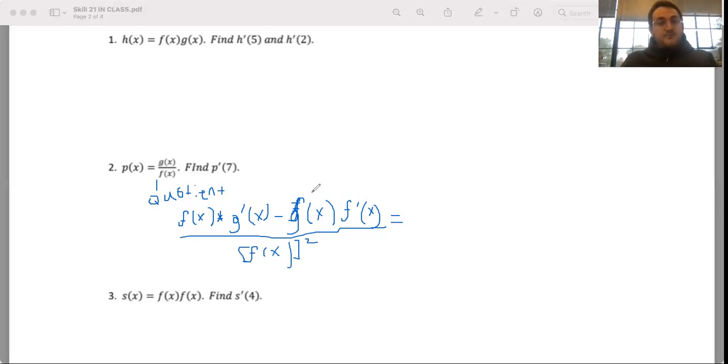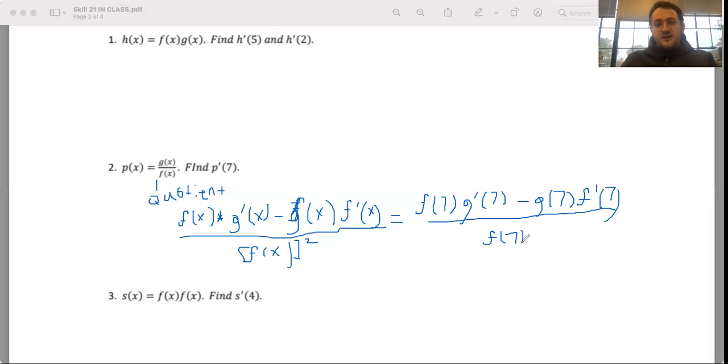Let's say I want to find p prime of 7. I'm just going to do f of 7 g prime of 7 minus g of 7 f prime of 7, all over f of 7 squared. And I'm just going to go to my graphs now and look at the data.